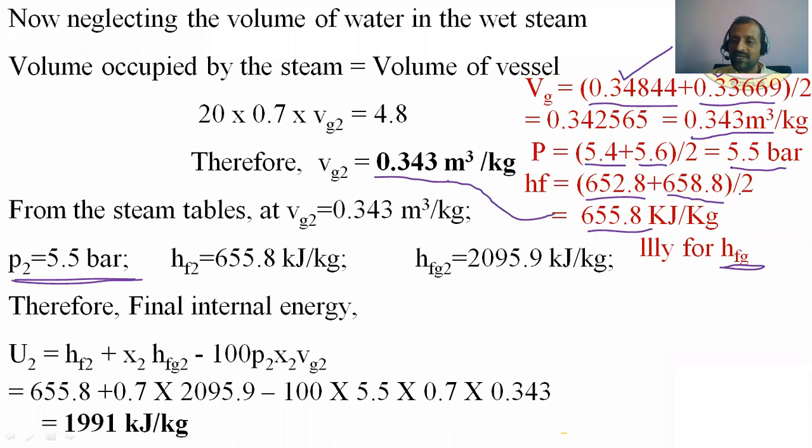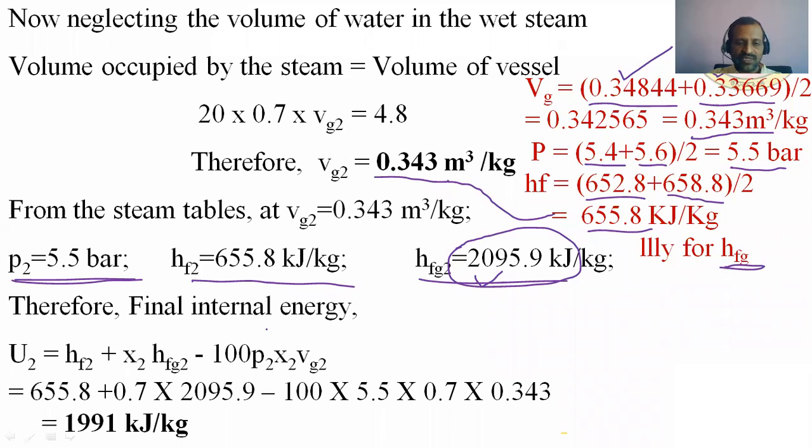Similarly, you have to take average for HFG. HFG also you have to take average like this. So HF2 is 655.8. HFG2 is this much value. This value also you have to take average. Average means HFG value with respect to 5.4 pressure, see how much. For 5.4 pressure the value is 2098.1. For 5.6 pressure the value is 2093.7. So add those two and divide by 2, you will get this HFG2 value as 2095.9. So that also we have to take as average.